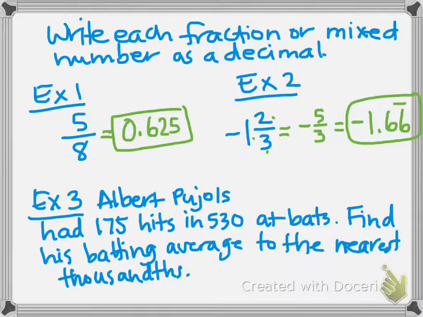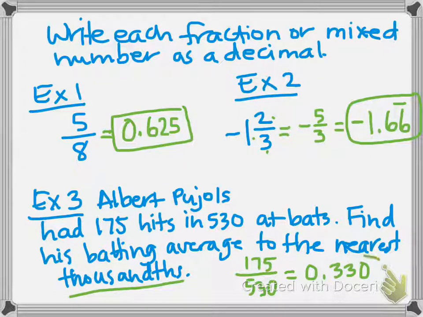Okay, example 3. Albert Pujols had 175 hits and 530 at-bats when he was with the St. Louis Cardinals. Find his batting average to the nearest thousandths. Thousandths is 3 decimal places. So to find his average, we're going to take 175 divided by 530. And we're going to round it to the nearest thousandths. So on a calculator you get 0.330. So his batting average is 330.